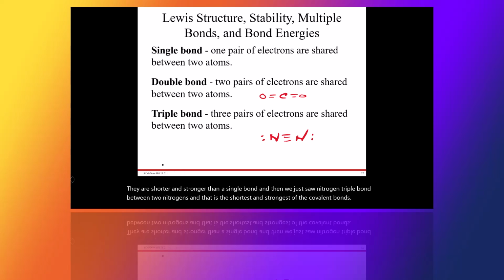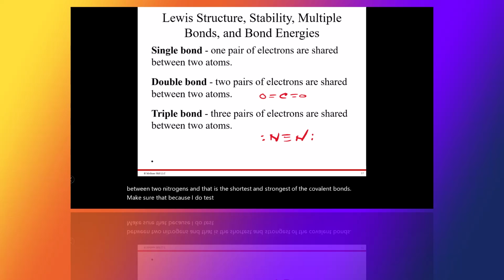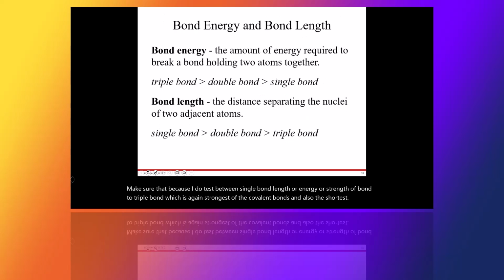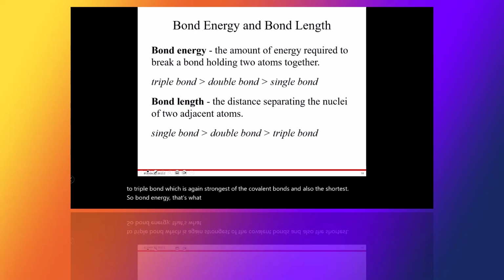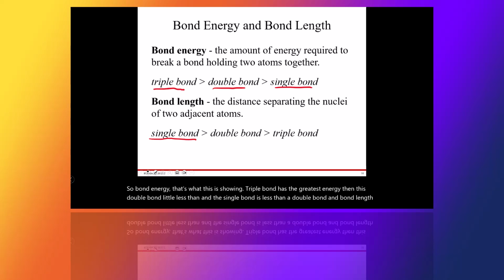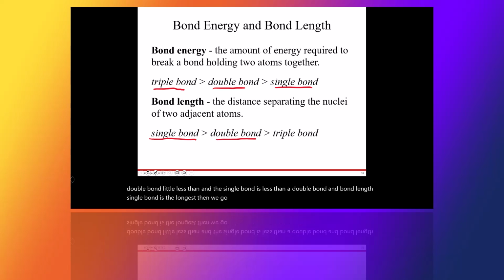Make sure you know that, because I do test between single bond length or energy or strength of bond to triple bond, which is again strongest of the covalent bonds and also the shortest. So bond energy, that's what this is showing. Triple bond has the greatest energy, then this double bond's a little less than, and the single bond is less than the double bond. And bond length, single bond is the longest, then we go to a little shorter double bond, and then we go to the shortest, the triple bond.